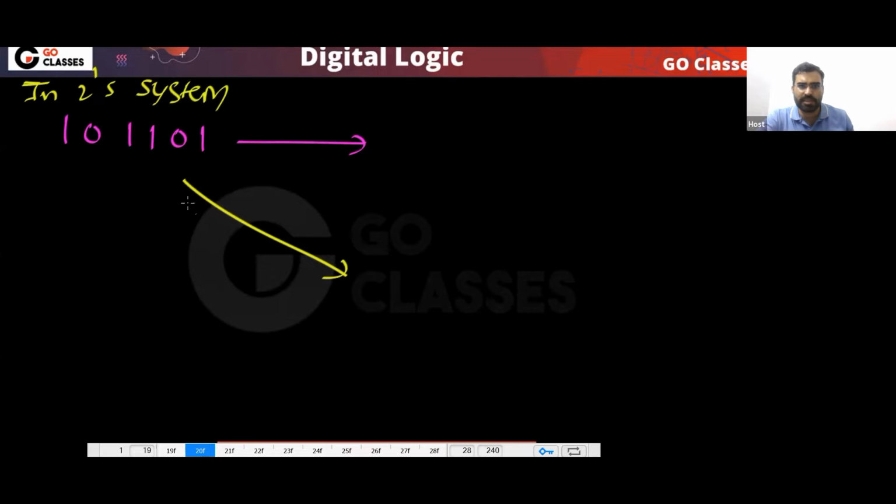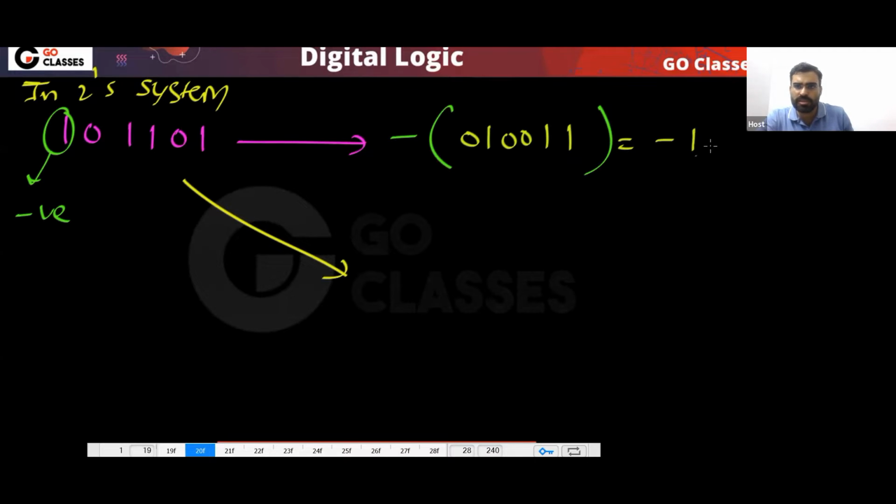Then what does this represent in 2's complement system? There are two ways. The first way is that this implies negative. So the first way is negative of, you find the 2's complement of this number. So the answer will be negative of this number. This number is 16, so this is 19. So the answer will be minus 19.